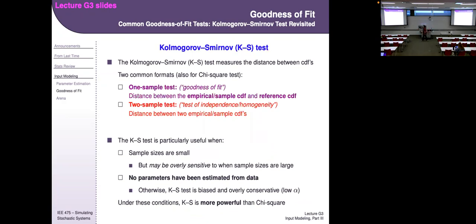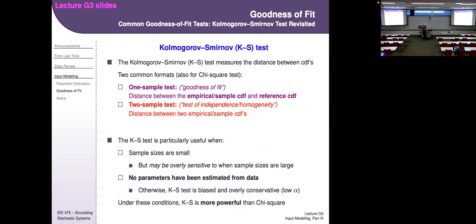For the KS test, we're measuring the distance between two CDFs. A one sample test, we call a goodness of fit test. It measures the distance between the empirical sample and our reference CDF. There's also a two sample test, and this is also the same for a chi-squared. In a two sample test, if you have a distribution from one population and a distribution from another, and you want to see, did both of these data come from the same distribution? That's a so-called two sample distribution test.